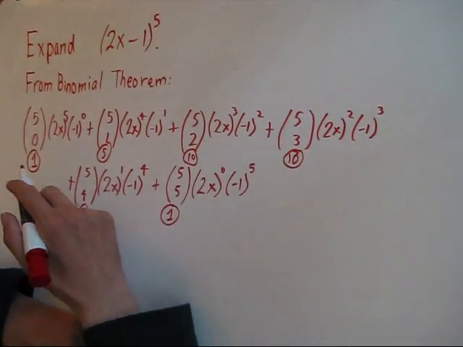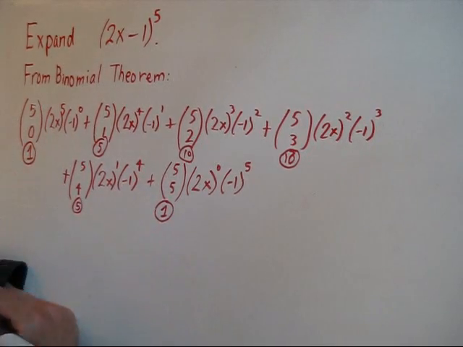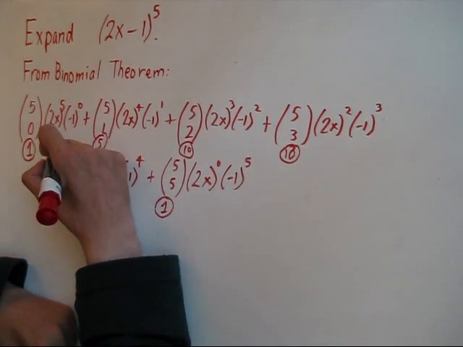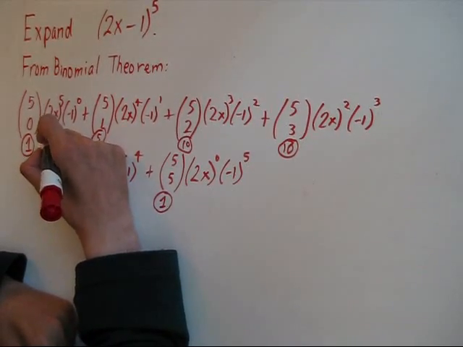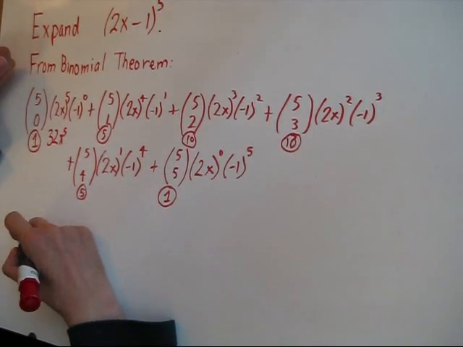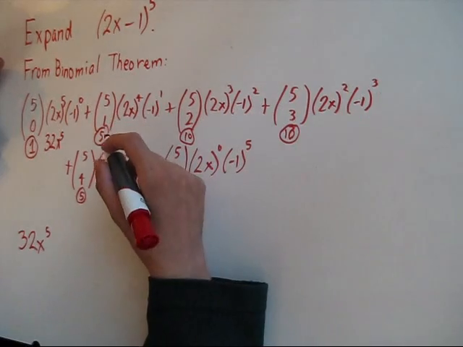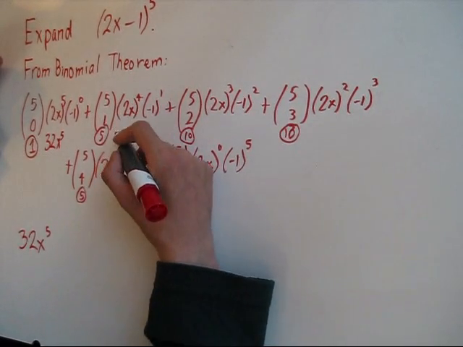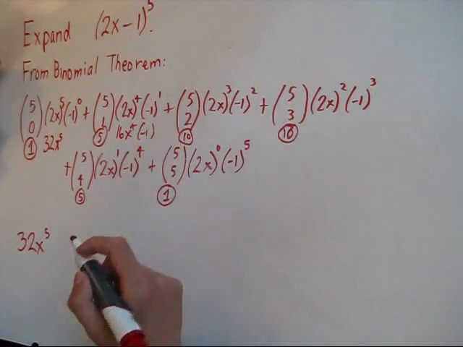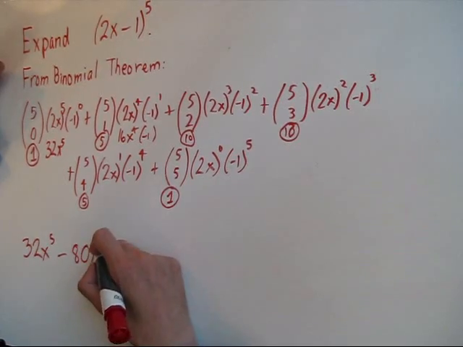Okay, and let's look at what we have here. (2x) to the 5th is like 2 to the 5th times x to the 5th, and 2 to the 5th is 32. So we're going to have a 32x to the 5th, and negative 1 to the 0 is just 1. So our first term will be 32x to the 5th. Now we're going to have a 5 times a 16x to the 4th times a negative 1. So we'll have a minus 80x to the 4th.